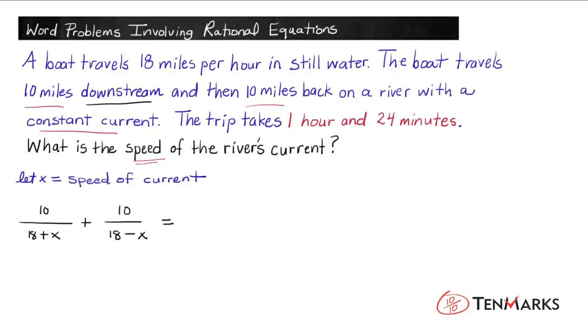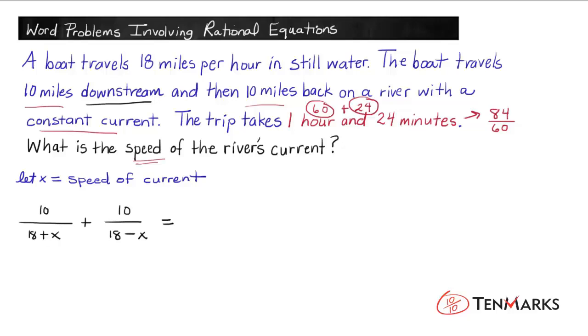entire trip. We don't want to write out 1 hour and 24 minutes in our equation, so let's take a second over here and figure out how to write 1 hour and 24 minutes as a fraction. We'll write it as a fraction of an hour. There are 60 minutes in an hour, and over here we have 60 minutes for this 1 hour plus the 24 minutes here, so that's going to give us 84 minutes.